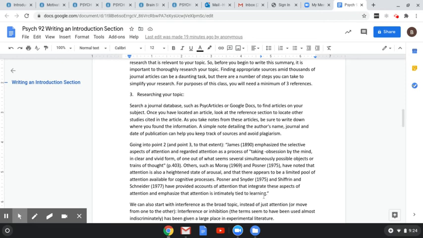So now you're getting a little more specific. You're going from how did we define attention, to that we seem to have a limited pool of attention, to the fact that attention is intimately tied to learning. So now you're going from this is what attention is, to this is that we know that it's not unlimited, and here that it's tied specifically to learning. So you're getting closer to that point at the bottom of the upside down triangle.